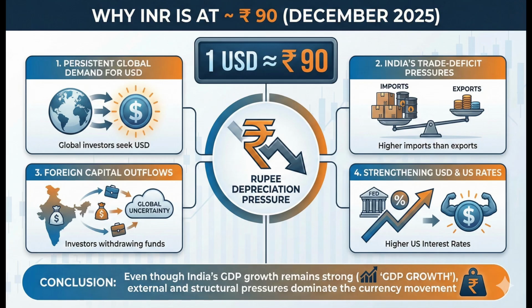Recent context, 2025. Why INR is at around rupees 90. As of December 2025, 1 USD trades around rupees 90. This depreciation reflects persistent global demand for USD, India's ongoing imports and trade deficit pressures, foreign capital outflows amid global uncertainty, and a strengthening USD globally due to higher US interest rates. Even though India's GDP growth remains strong, external and structural pressures dominate the currency movement.